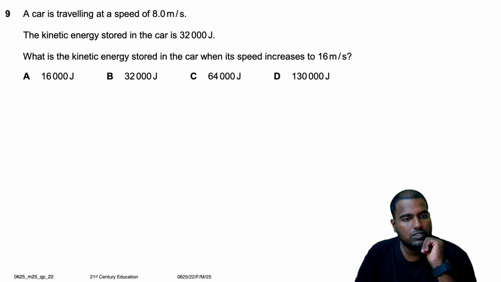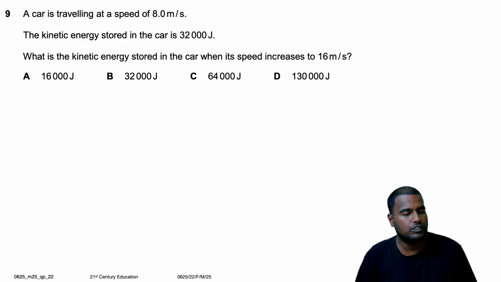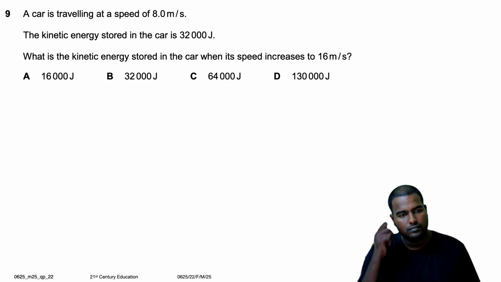A car is traveling at a speed of 8 meter per second. The kinetic energy stored in the car is 32,000 joule. What is the kinetic energy stored in the car when its speed increases to 16 meter per second?